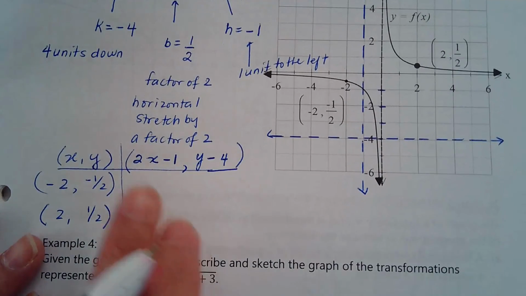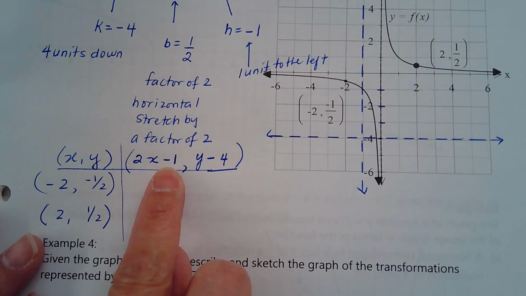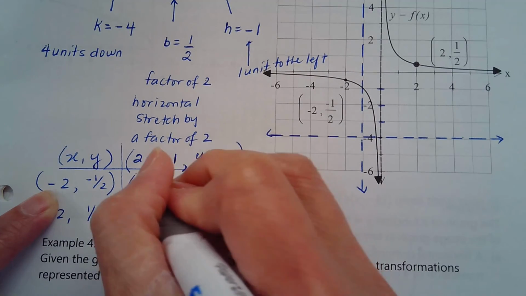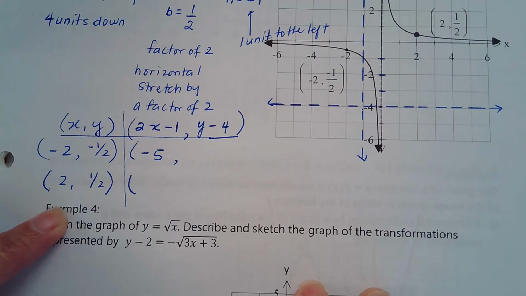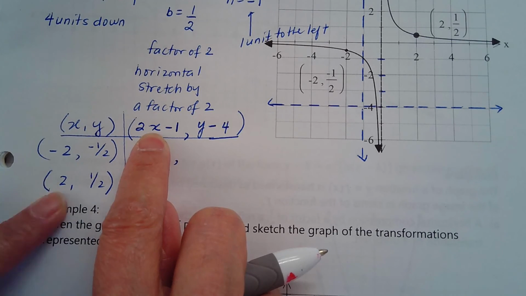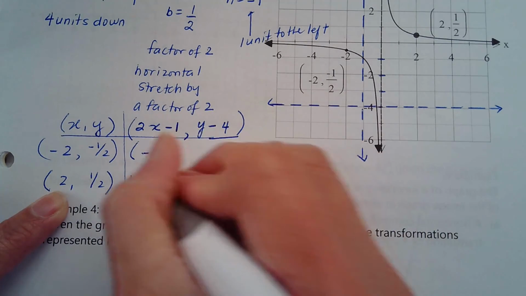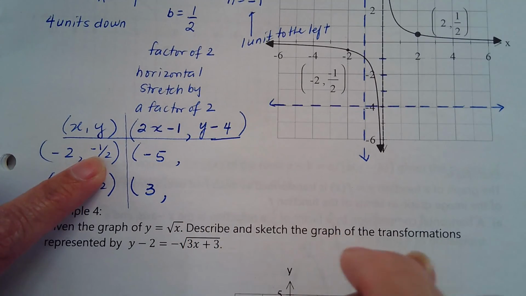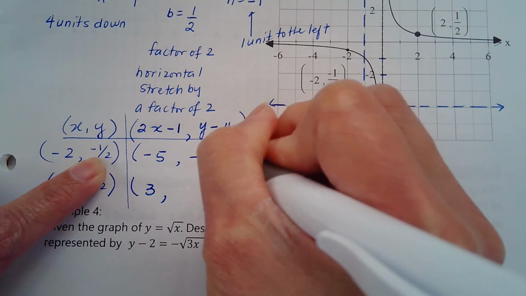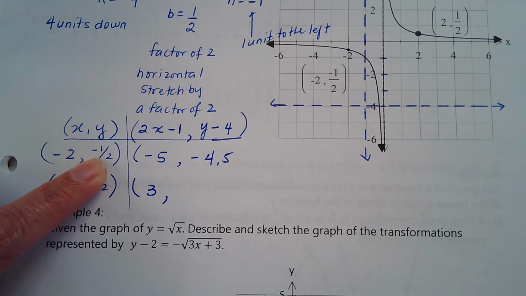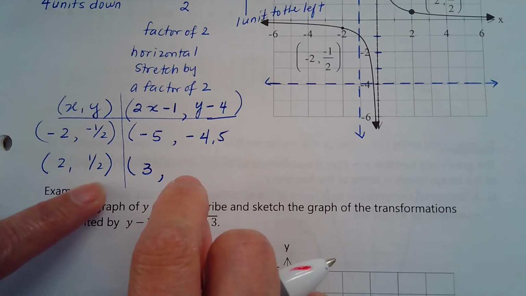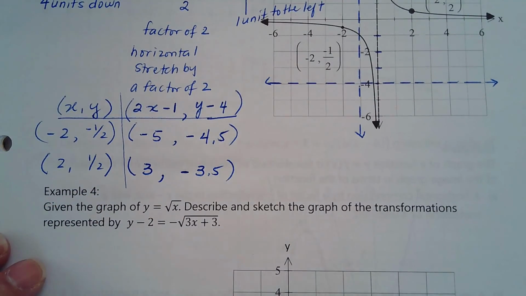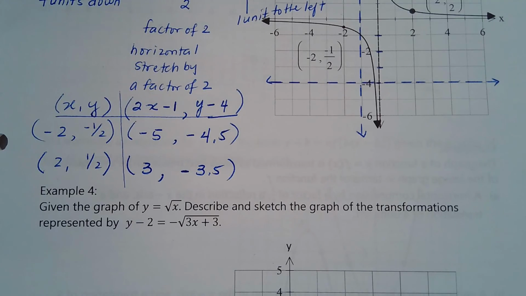Okay, good. So now let's take a look at this one. So 2 times x minus 1. Let's do the x's first. So 2 times -2, -4 minus 1, -5. Okay, I'll do the x's first so that I'm not getting confused. 2 times the x is 2, 2 times 2 is 4, minus 1 is 3. Okay, now let's do the y's. y minus 4, so -1/2 minus 4 is going to be -4.5. And then a half minus 4 is -3.5. Okay, so these are the new points, and then remember we've already moved the asymptote around.